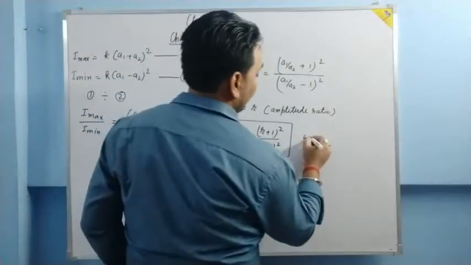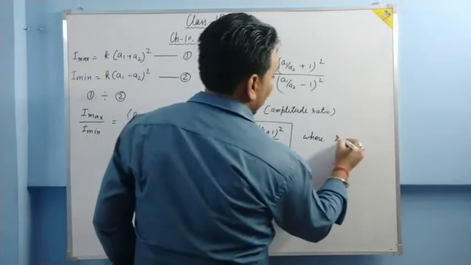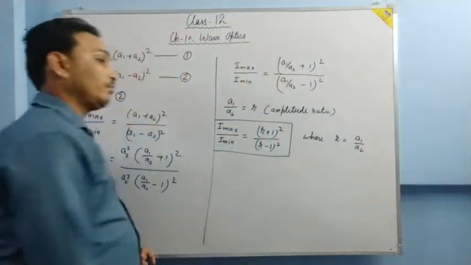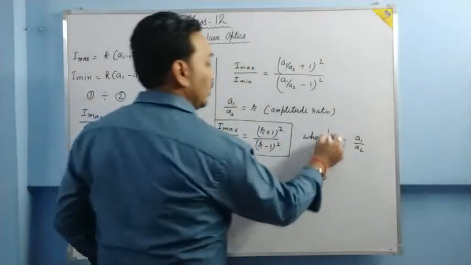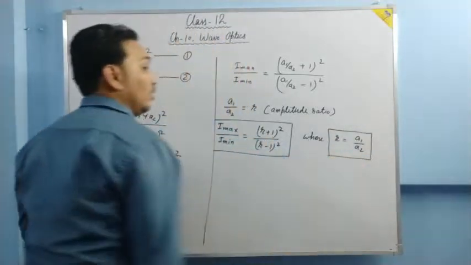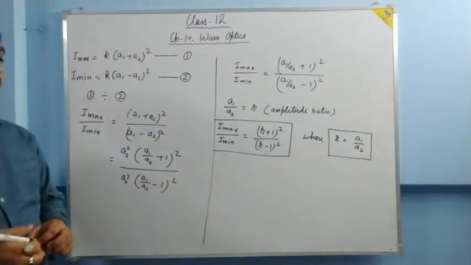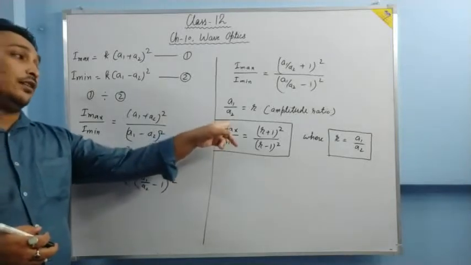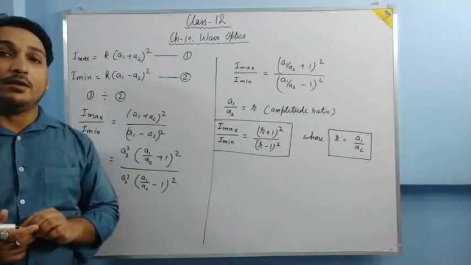where R is equal to what? A1 upon A2. This is the formula for amplitude ratio. And this is the formula for ratio of I max to I minimum.